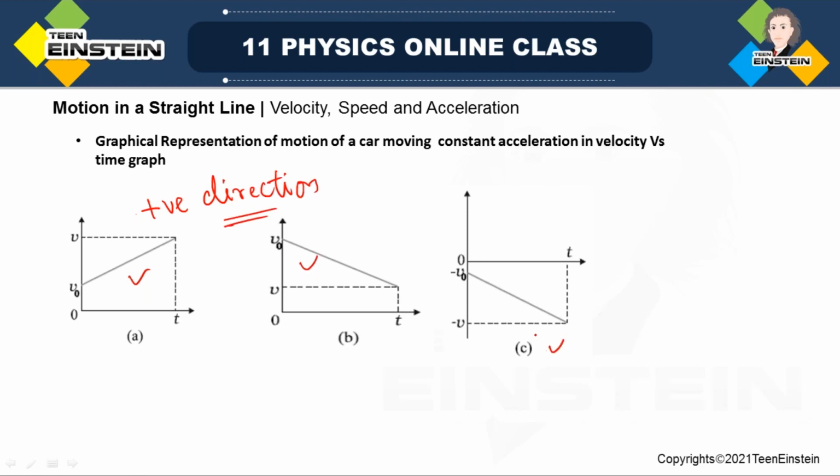But in this case, look at C, the object is moving in the negative direction. And also from the slope you can understand this is a negative acceleration. So the velocity will be decreasing, that means increasing in the negative direction. So this is a negative acceleration and the motion is in the negative direction as well.